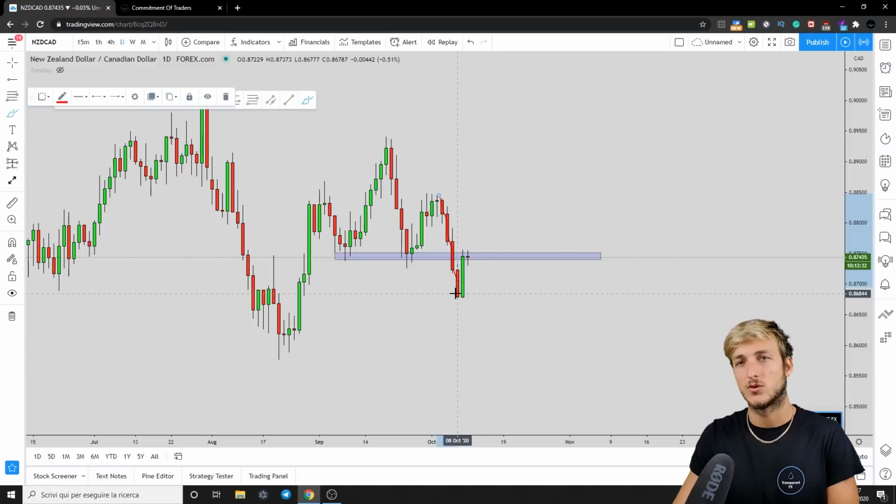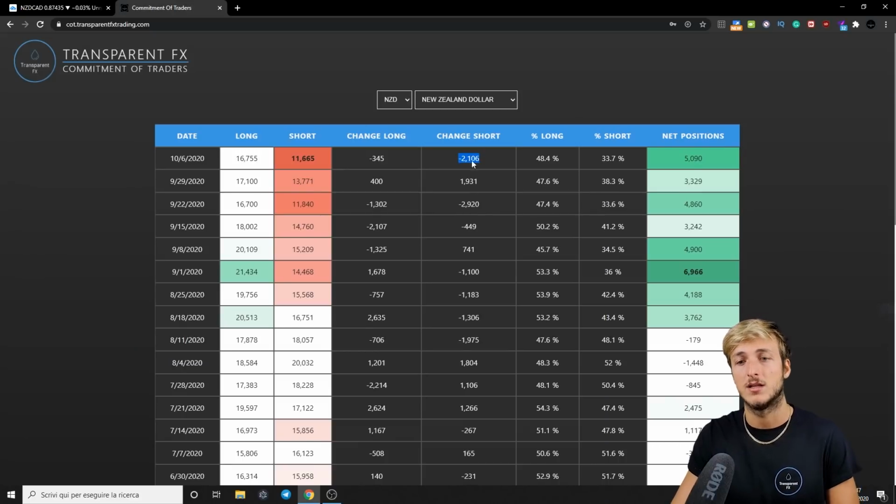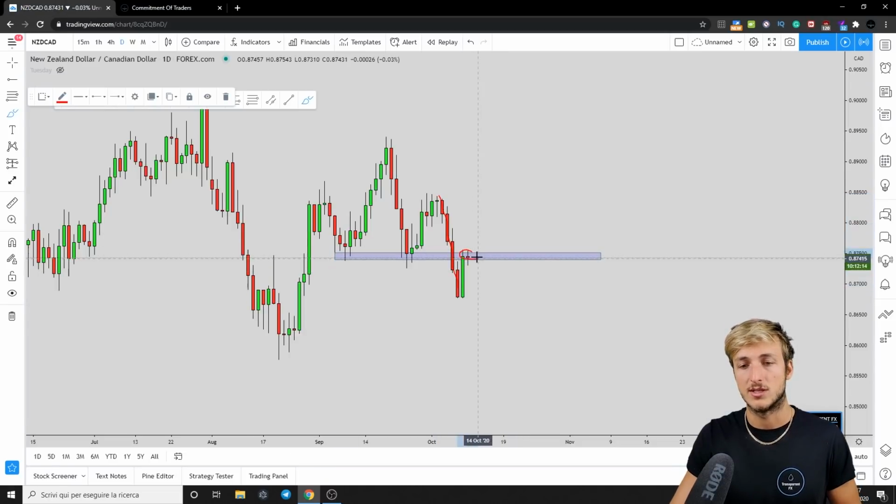So can we expect continuation to the downside with NZD weakness? At least not from a COT perspective. Hedge funds are clearly not interested in the short. However, at the same time, we also see that they haven't been adding longs either, which means that at the moment, obviously, they have not been longing because we are at daily resistance.